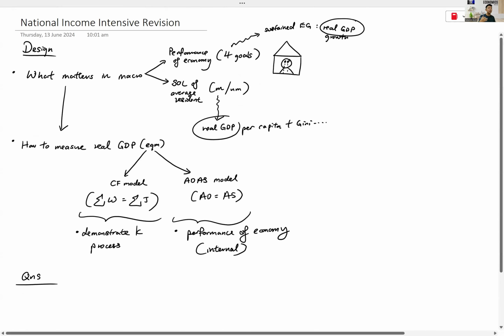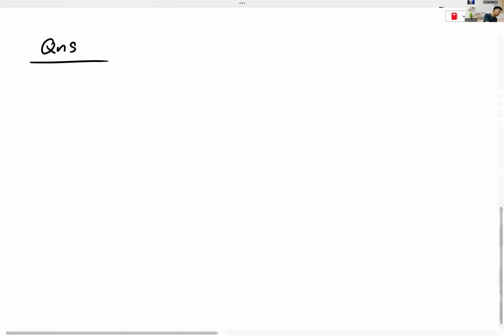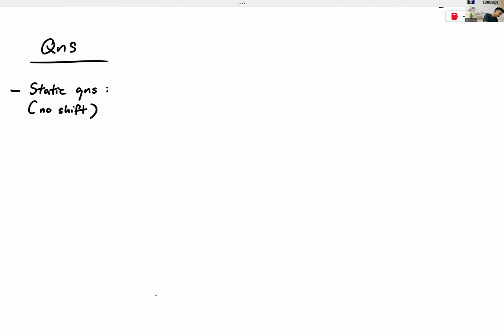Okay, so since this is how national income is designed, as an A-level student, what can we expect? I thought about how to structure this lesson, and I can tell you there are two main types. Static questions. Static means no shift. Versus another type, which I'll call dynamic questions.